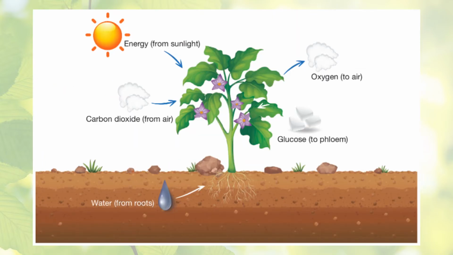This is your typical diagram that you would see in, let's say, a Year 9 science class, where you've got energy from the sun being absorbed by the leaf. You've got carbon dioxide from the air being taken up by the leaf. The stomata in the leaf will open and allow that to naturally diffuse into the leaf. And then as a waste product, you have oxygen released into the air, and you also have glucose produced, which goes into the phloem.